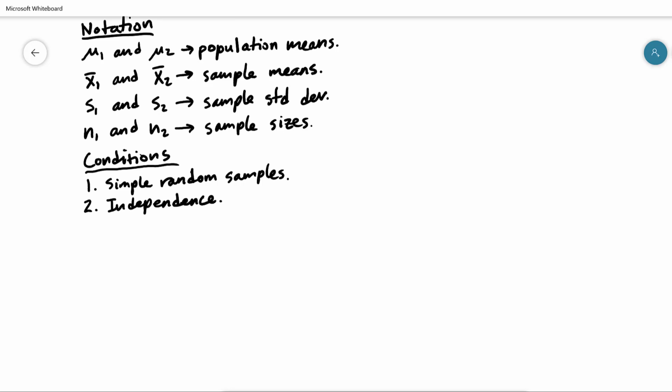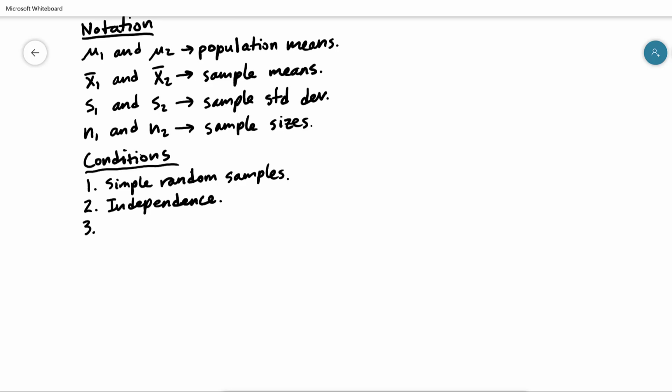So basically, what I mean by this is the result of the people that take the medication shouldn't affect the result of the people that take the placebo. There shouldn't be any sort of cross-contamination, so to speak. There should be no interdependence between the two groups where the result of one affects the result of the others.